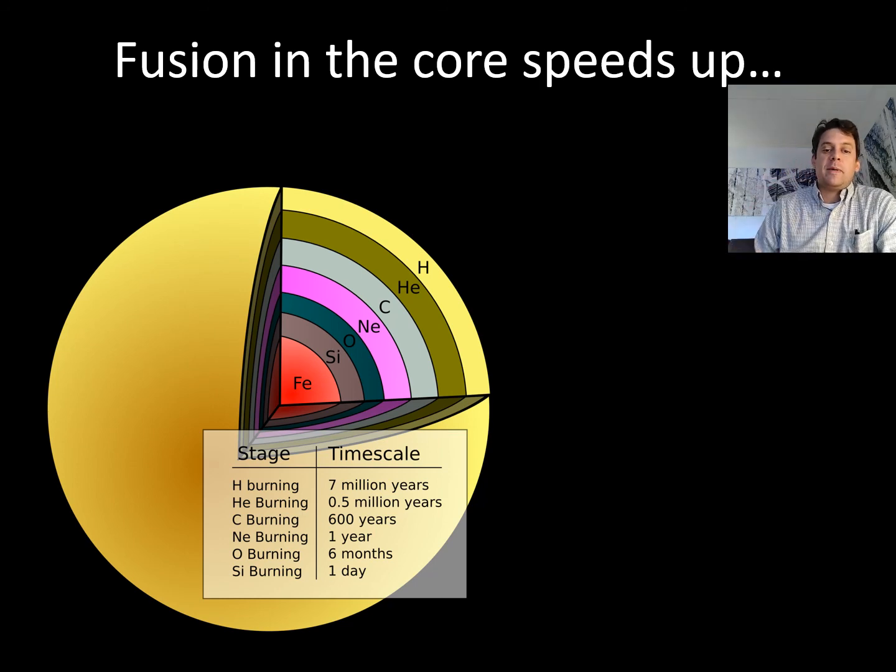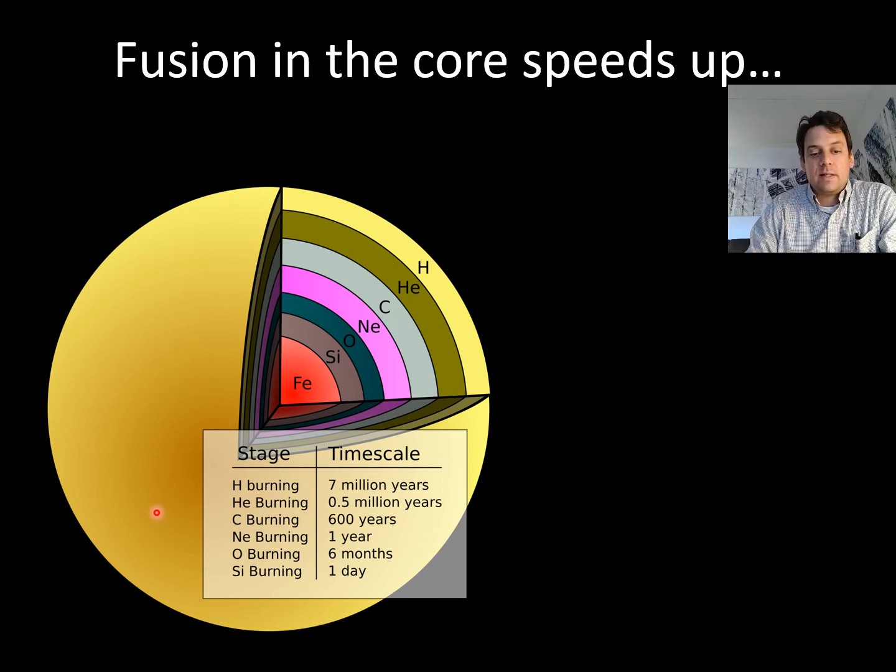But I want to talk a little bit about timescales too, because, as I mentioned before, with each stage of stellar evolution, the star evolves more quickly. Each stage takes less time than the last. For some prototypical high mass star, you might take 7 million years for hydrogen burning in the core to occur through the CNO process.